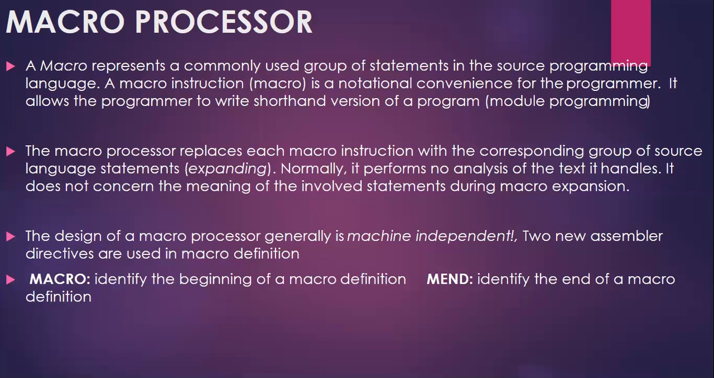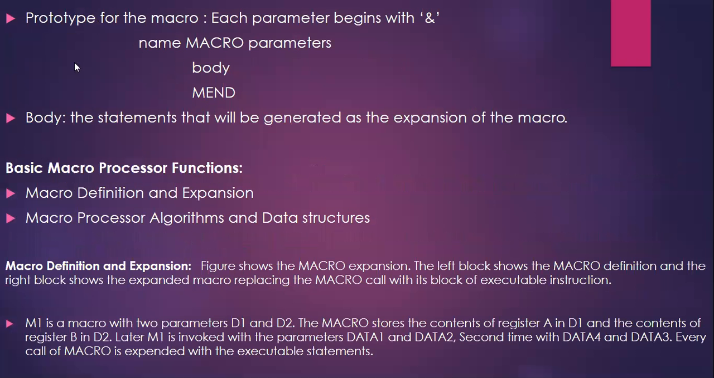Two new assembler directives are used in macro definition. You can observe, the first one we call MACRO, which identifies the beginning of the macro definition. Whenever we have that keyword MACRO, from there the macro definition begins. The other identifies the end of the macro definition. We'll see some examples, then we can get a better idea of macro programs.